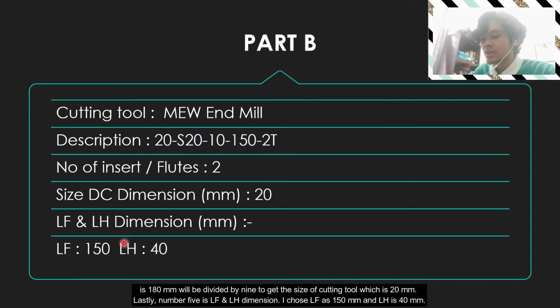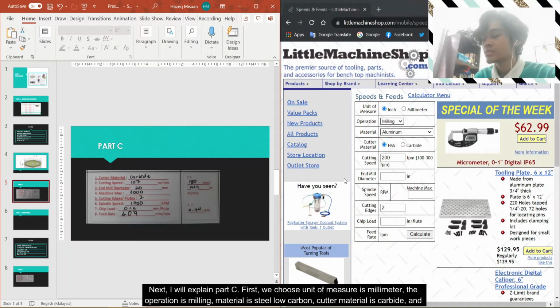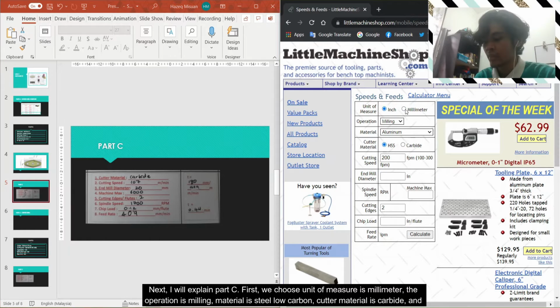Lastly, number 5 is LF and LH dimension. I choose LF as 150 mm and LH is 40 mm. Next, I will explain part C. First, we choose unit of measure is millimeter.